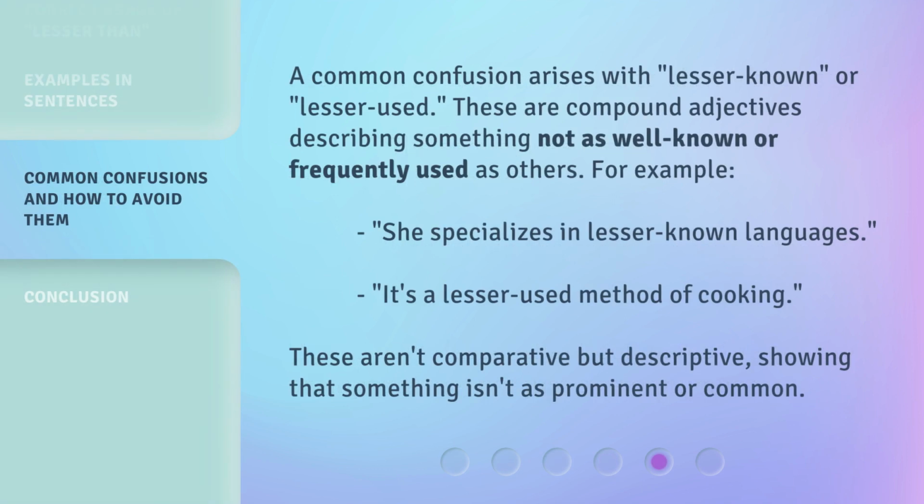A common confusion arises with lesser known or lesser used. These are compound adjectives describing something not as well known or frequently used as others. For example, she specializes in lesser-known languages. It's a lesser-used method of cooking. These aren't comparative but descriptive, showing that something isn't as prominent or common.